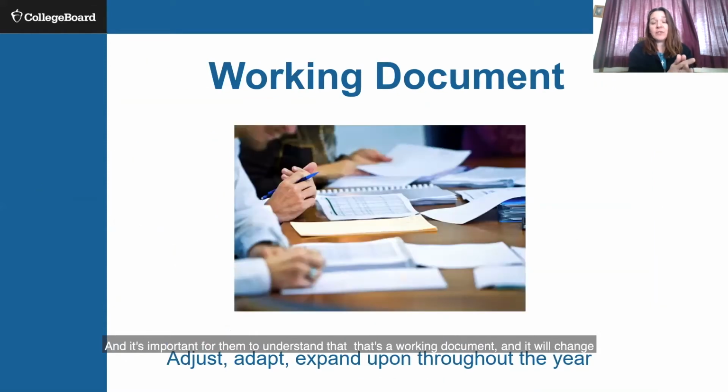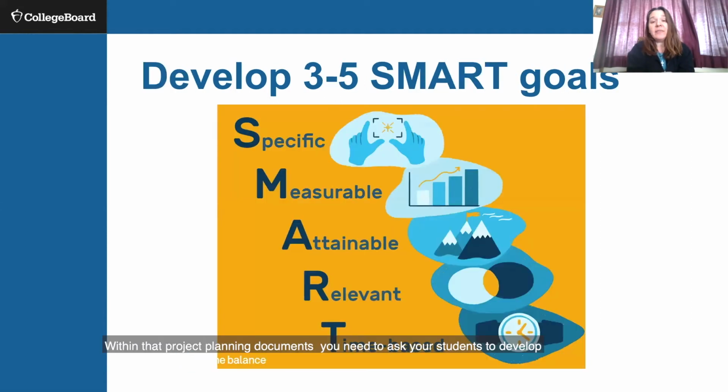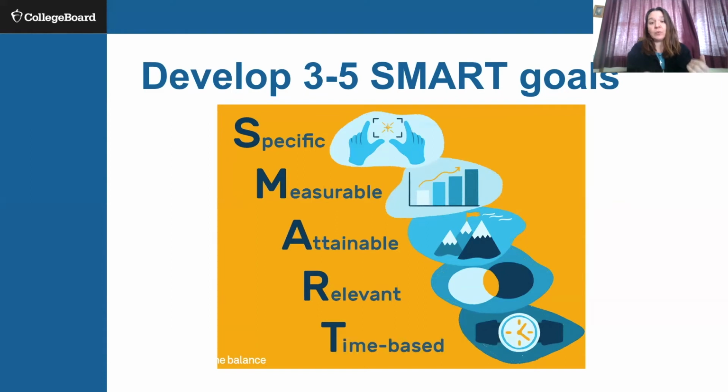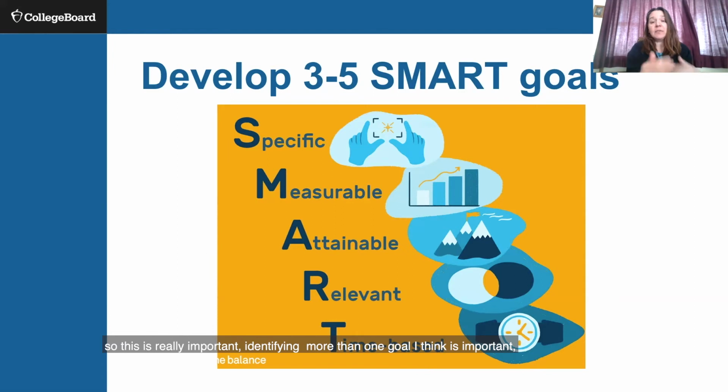And it's important for them to understand that that's a working document and that it will change throughout the year as their project grows and morphs into a more tangible thing at the end. Within that project planning document, you need to ask your students to develop SMART goals, things that are very specific goals, not just huge, broad goals like, I want to save the world. It needs to be very specific, and they need to identify how it's going to be measurable. And it also needs to be something attainable within the scope of one school year, and it should be relevant and time-based. So this is really important.